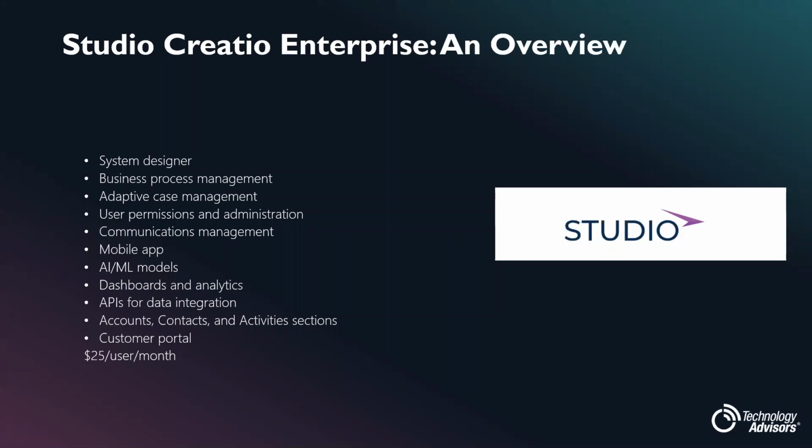Studio Creatio includes the system designer so that you can build your own sections and fields and screens within your application. It includes the business process management components that allow you to build your own processes. It includes the adaptive case management so you can design step-by-step processes and cases. It includes the ability to do user permissions and administer the system, to manage communications, has the mobile app, includes the AI and machine learning modeling capabilities, as well as dashboards and analytic capabilities that you're used to seeing in Creatio. Includes APIs so that you can do data integration, and then it includes the accounts, contacts, and activities sections.